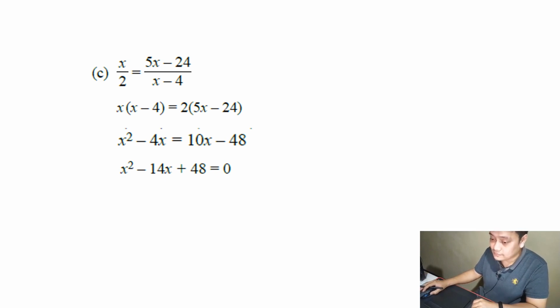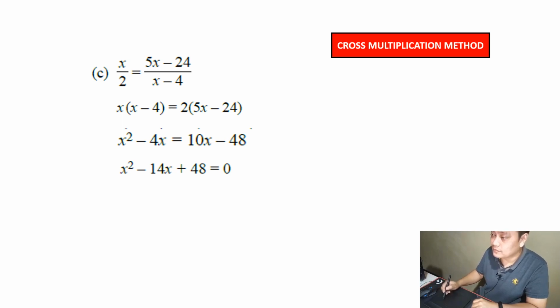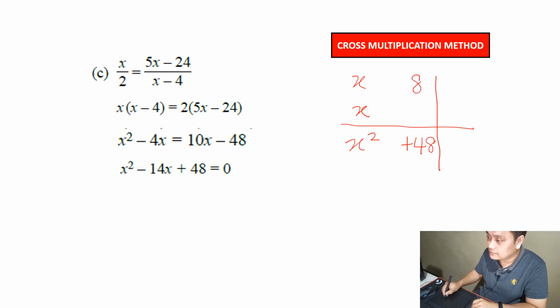And then you write down in the form of ax squared plus bx plus c equals 0. Then we can perform the cross multiplication method. Okay, write down two straight lines like this. Here we write down x squared. Okay, to get x squared, we multiply x with x. Here we write down positive 48. To get positive 48, okay, let's say we try this combination 8 times 6. So x times 8 and x times 6, 6x.